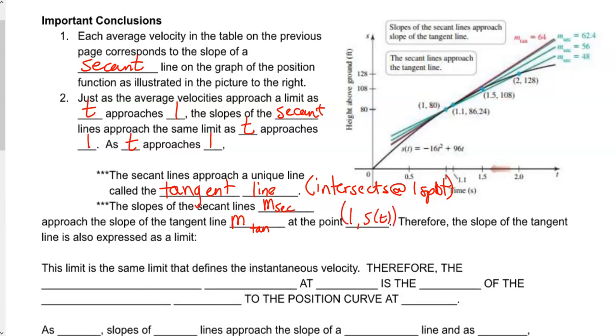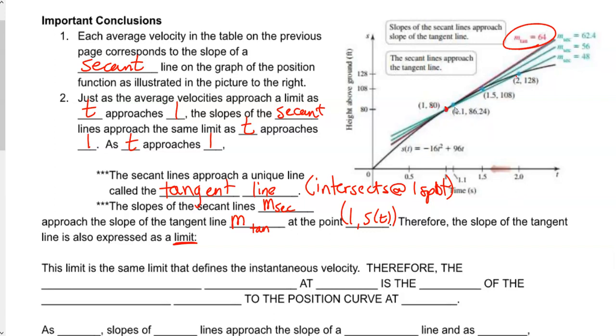Therefore, the slope of the tangent line is also expressed as a limit. Notice here we have all these green lines connecting secant lines. And then I get to this red line, which gives me the slope of a tangent line. And that right there is only going to intersect at this point right here.